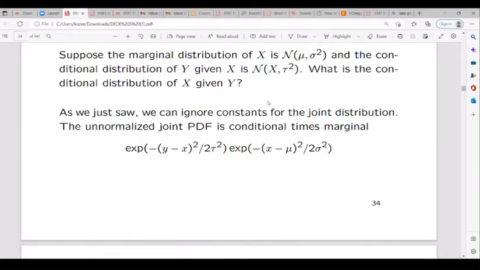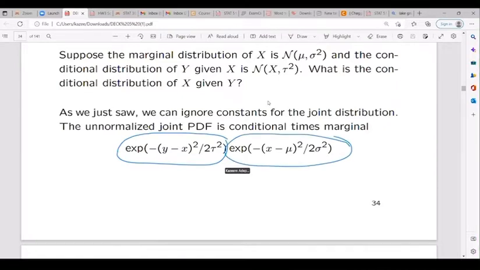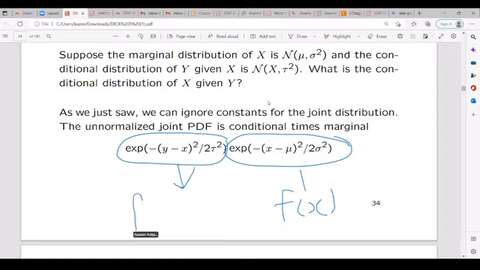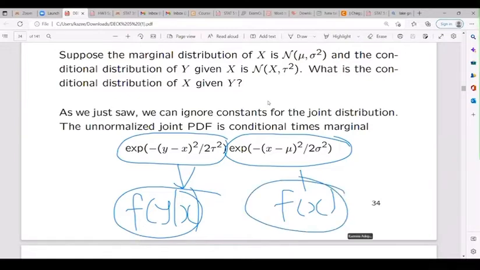That's why you see me, what am I doing? I'm multiplying them. This is for f of x, and this is f of y given x. Now I'm multiplying this with this. If I multiply this guy with this guy now, what do you think I'm going to get? What I'm going to get is going to be f of x, y.